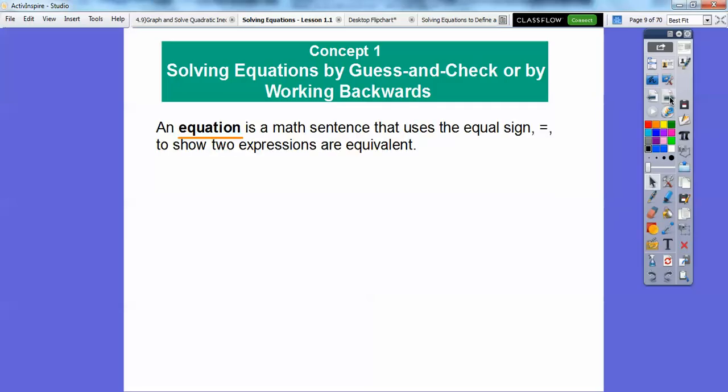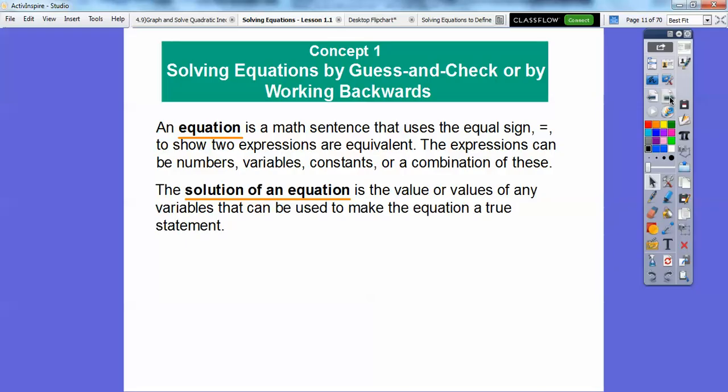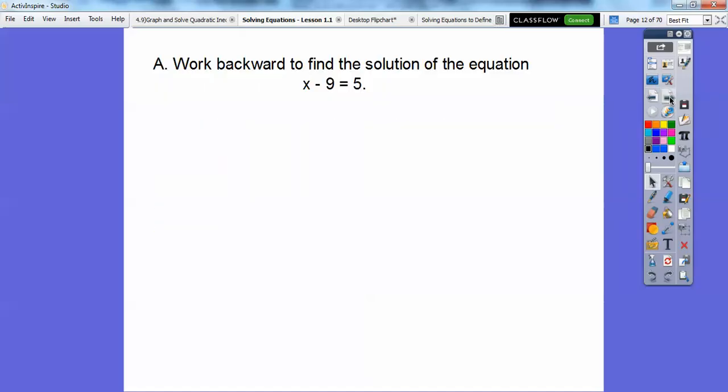So an equation is just a math sentence that uses an equal sign to show two expressions are equivalent to each other, or equal to each other. The expressions can be numbers, variables, constants, or a combination of those. So the solution to the equation is the value or values of the variables that can be used to make the equation a true statement. Okay, so what does that mean?